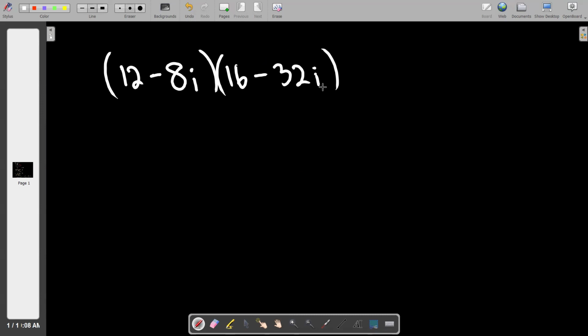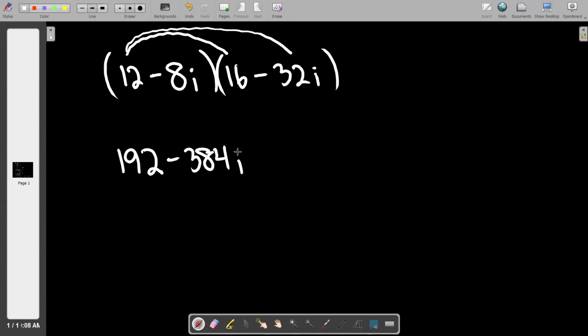Kinsley has spoken, written our complex numbers. I hope to God someone's got a calculator handy. So here we go. What is 12 times 16? Nice, 192. And I'm heading to the outside now. What is 12 times negative 32i? So minus 384i. And now we're going to go to the middle, these two right here.